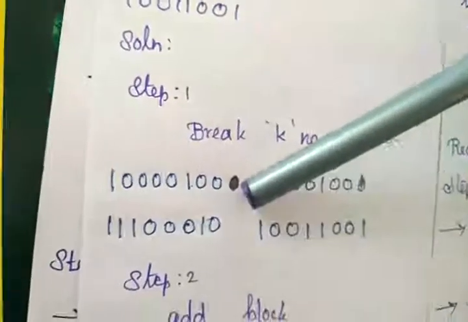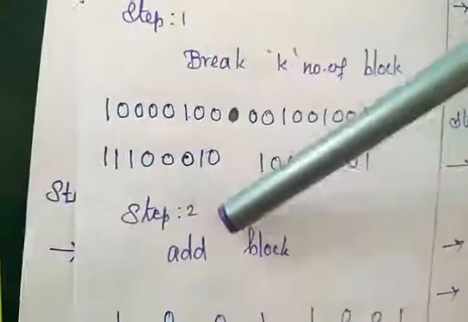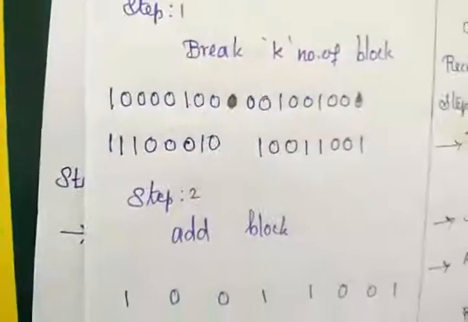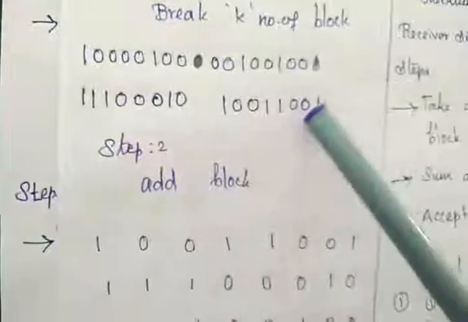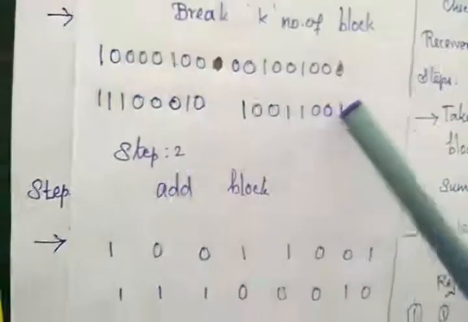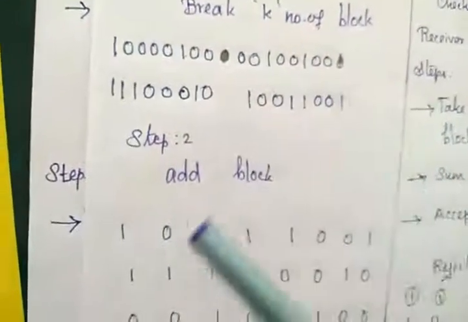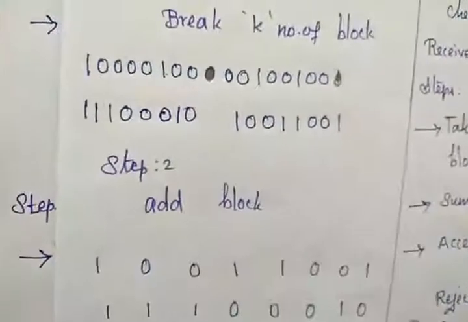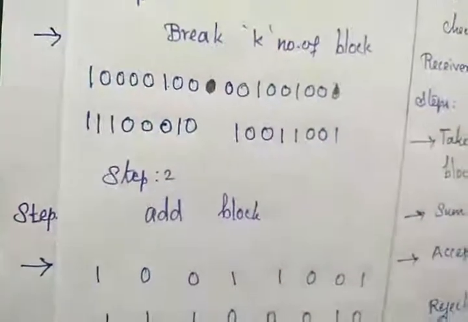Then step 2 is to add the blocks. Here we have to follow one thing: you have to start from the right side towards the left side. The first block is 1 0 0 1 1 0 0 1.